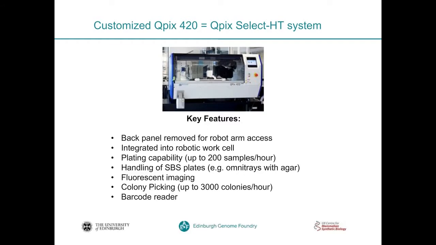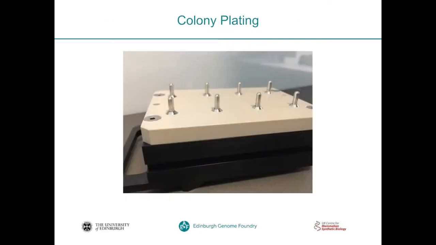But we also had the option of using it manually without the whole robotic platform and use the other plate formats. It also has fluorescent imaging, allowing us to distinguish between different fluorescent markers, and also a barcode reader, because we need to track all samples. This is what the plating head looks like that Ivan mentioned. With this, we can plate out the cells in the 8 fields.